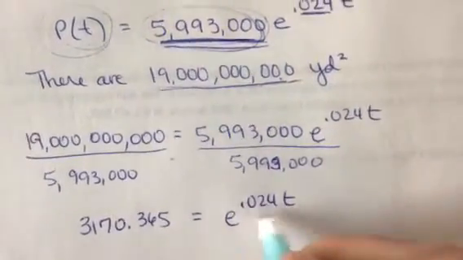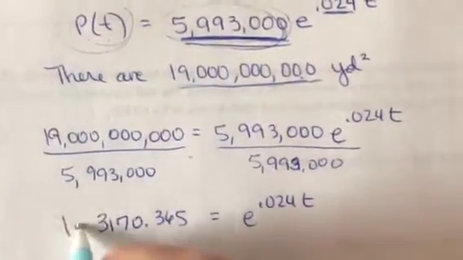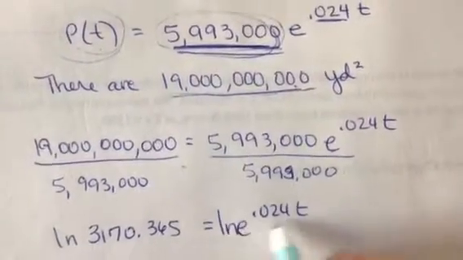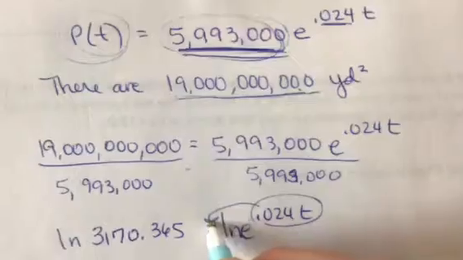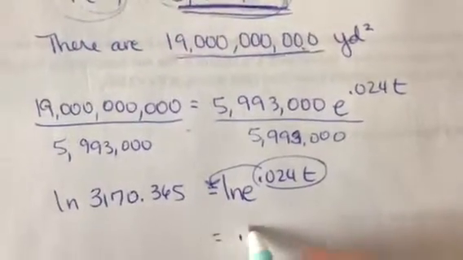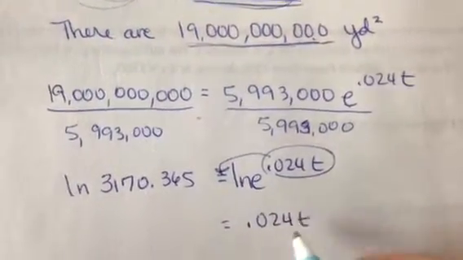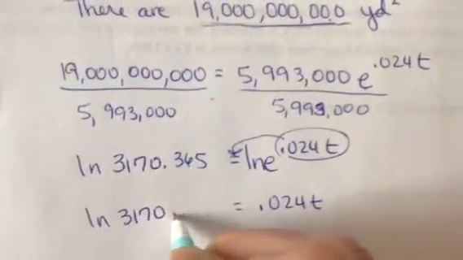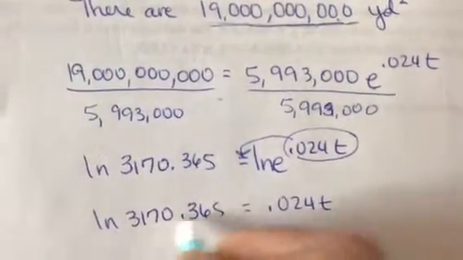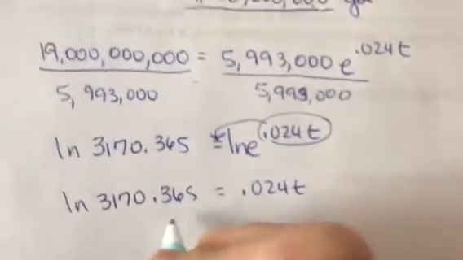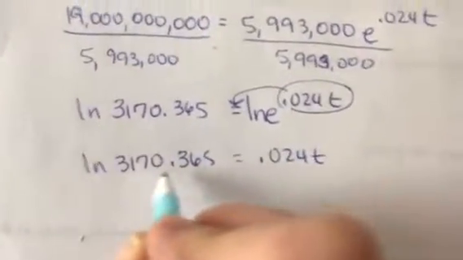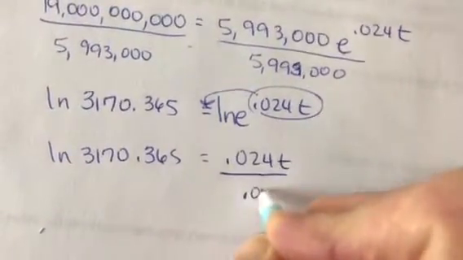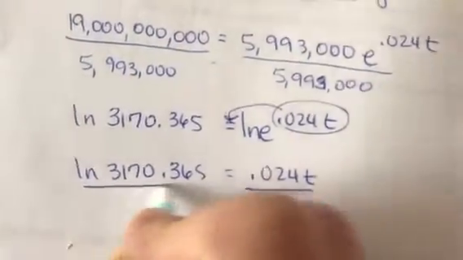Okay, remember, to get this out of the exponent, I'm going to take the natural log of both sides. That way, the natural log of e is 1, and I can bring this down front. So I have 0.024t equals the natural log of 3,170. And again, I'm letting that sit in my calculator. This is what I'm writing on my paper, but I don't want to round off. And then to get t by itself, I'm going to divide both sides by 0.024.